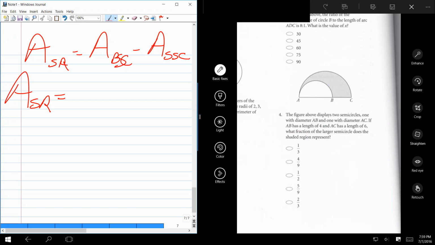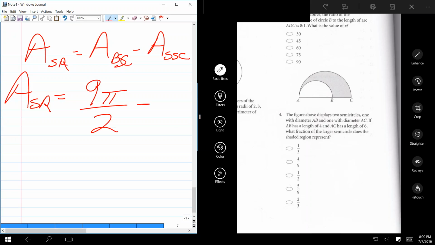What's its radius? Its radius is 6. No, its diameter is 6. Wait. Oh, its radius is 3 then? Okay. So what's the area of it? The area of it would be pi r squared, which equals 9 pi, divided by 2 because it's a semicircle. It's not a circle. It's only a semicircle. So it's half a circle.